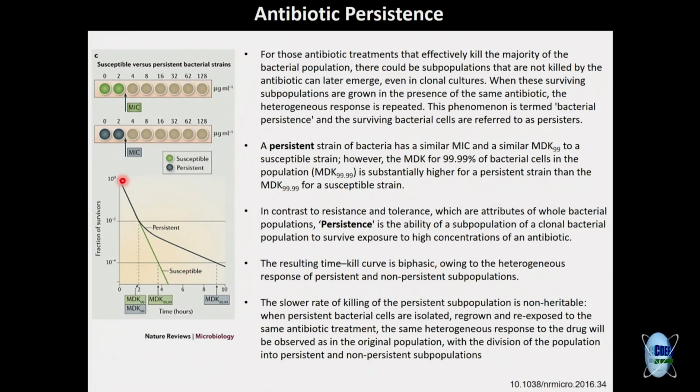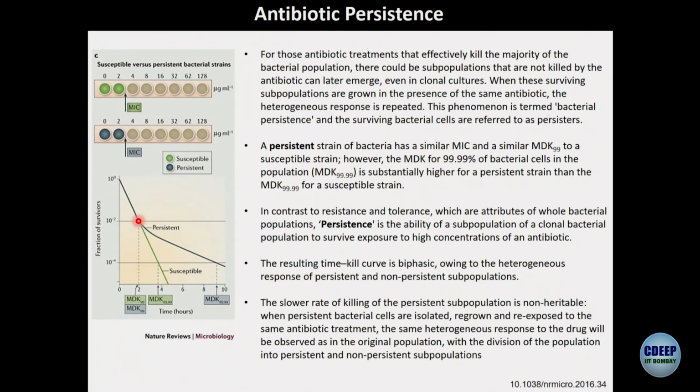This is the biphasic curve, because the majority of the population would show characteristics akin to that of the susceptible population, and it will follow exactly that of the green line. But after a certain time, because of an extremely minute population, it will bifurcate and show a biphasic curve. One, the gray curve, is the biphasic curve. The green curve is a single curve, right?